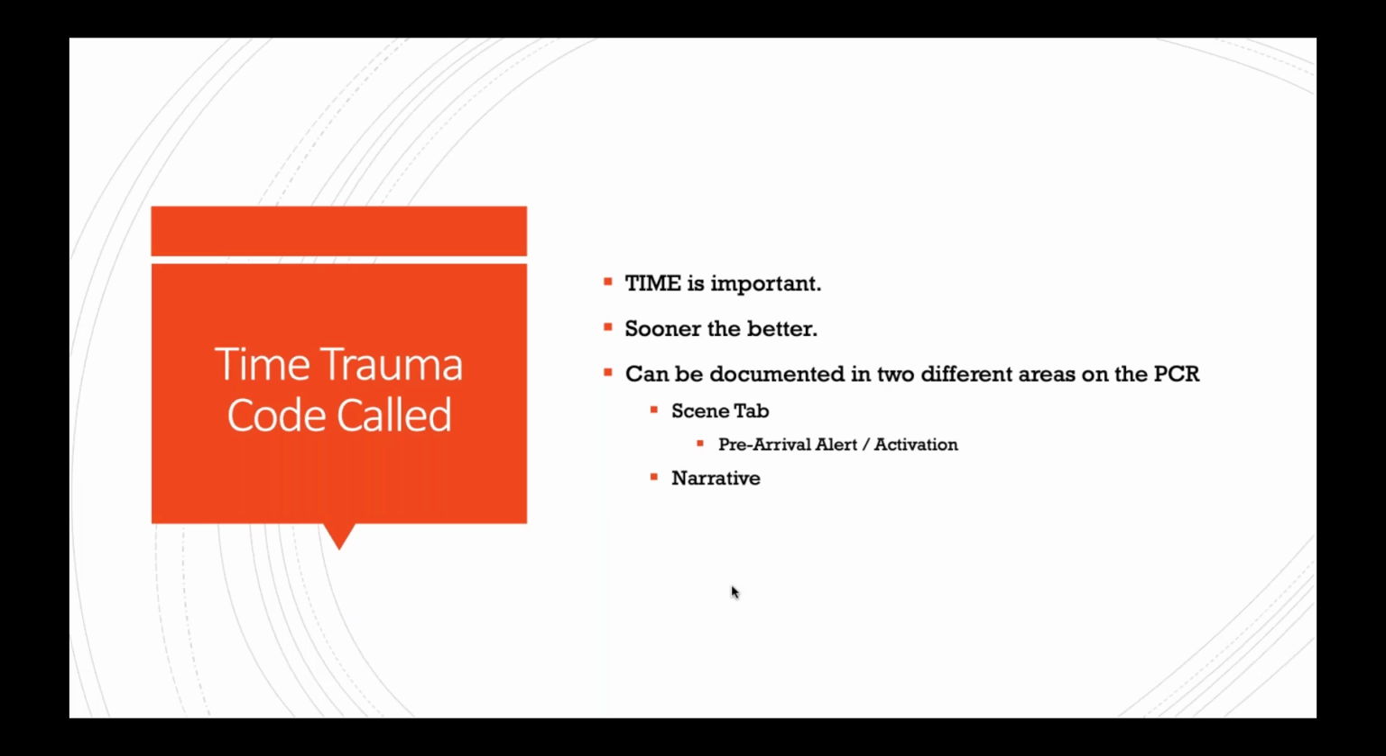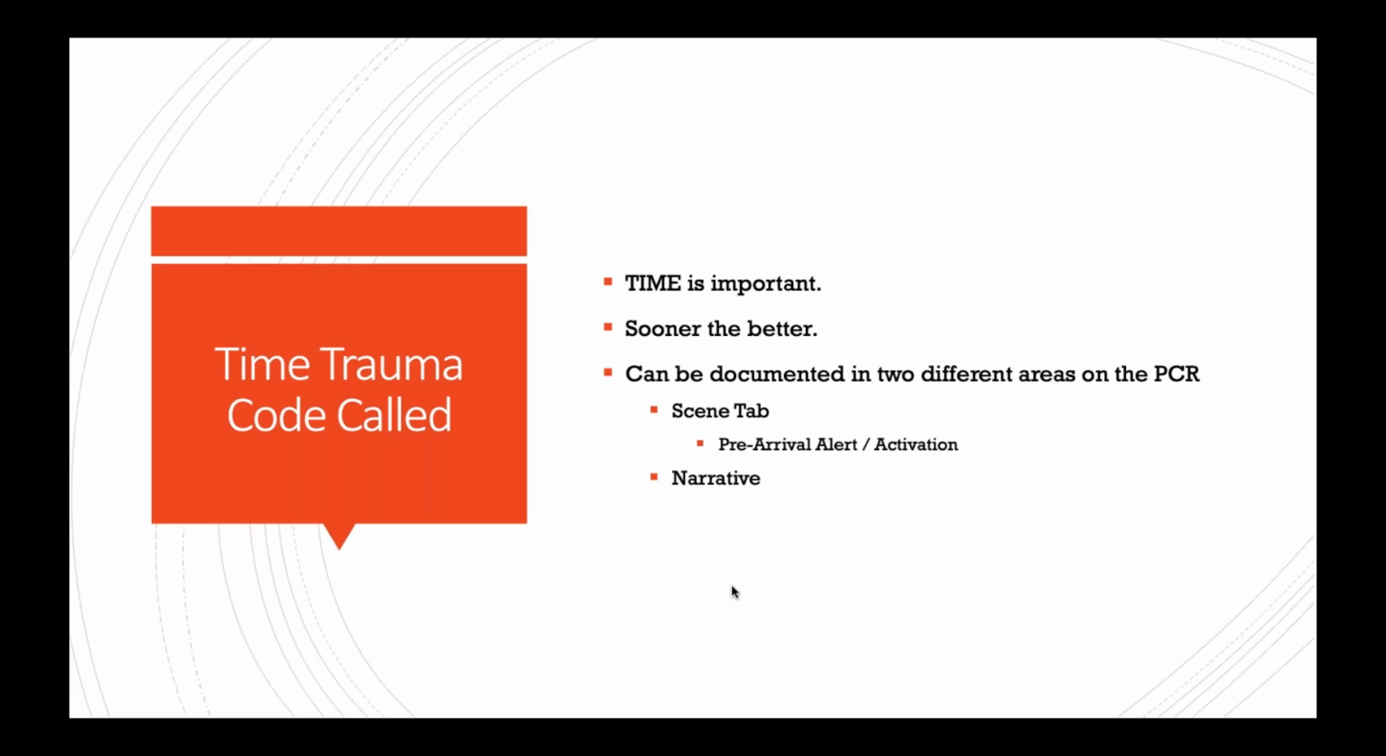The time the trauma code was called is important. The sooner we call these trauma codes to these facilities, the more time those facilities have to get their teams together to benefit your patient by the time you get there. This actually can be documented in 2 different areas on your PCR. I don't care which area it gets documented in, as long as it's documented in at least one.